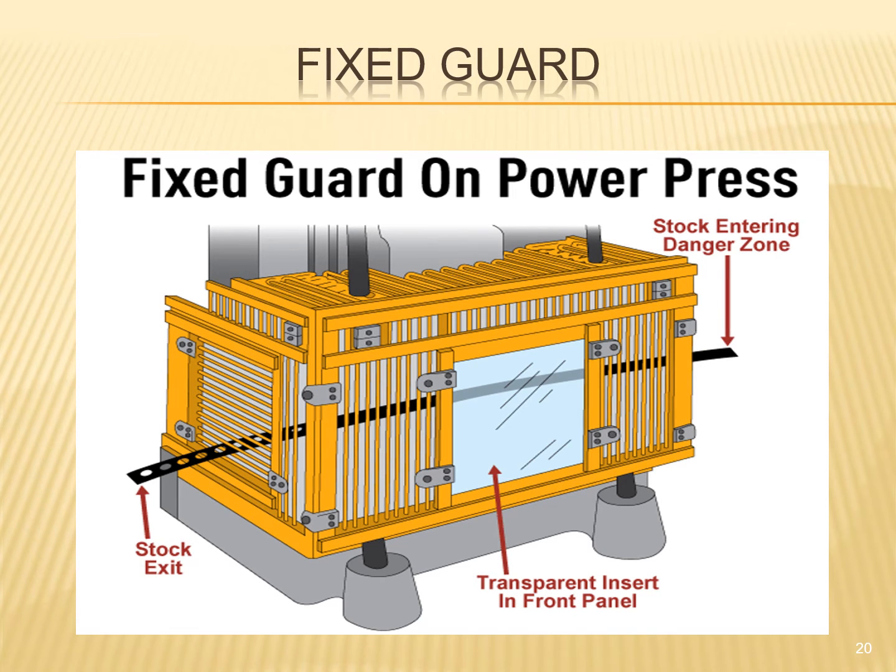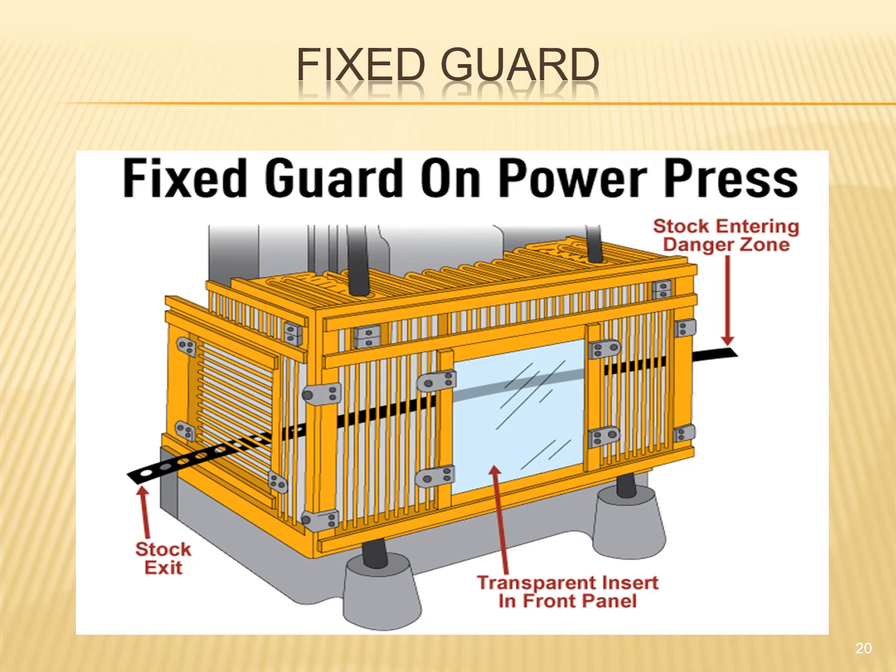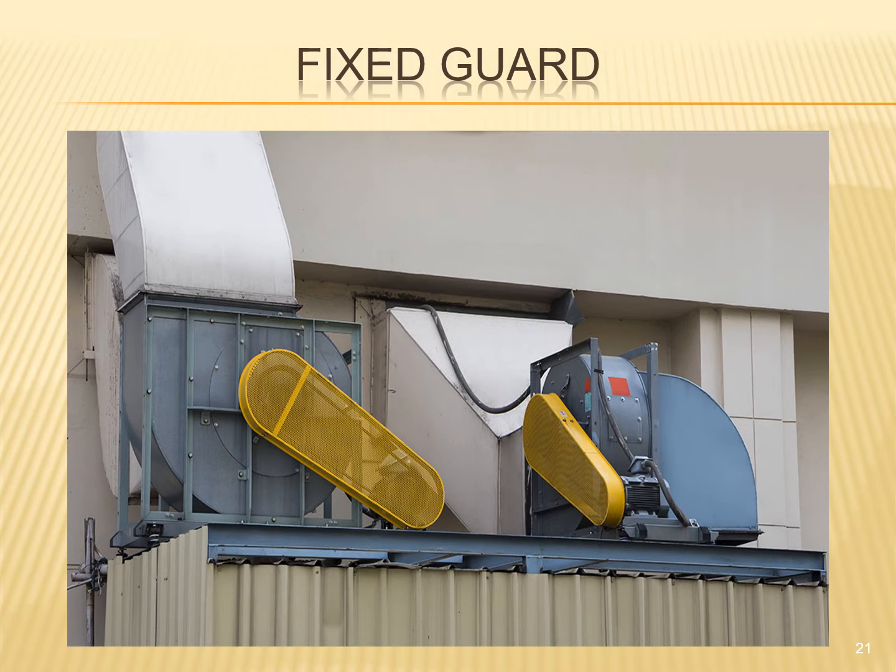Another example of a fixed guard on a power press. There's the transparent inlet on the front panel. The stock goes through here, and this is the guard that covers the danger zone. Another example of a fixed guard protecting a belt here and another belt here.